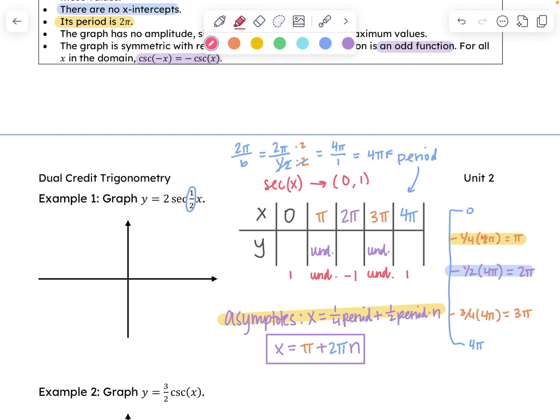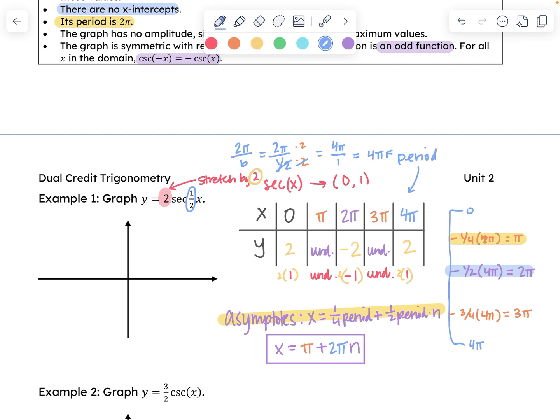Now your a value, or a shift up or down, is what's going to change the ones and the negative ones. So we do have an a value here of 2, which means that we have a stretch by 2. So what that means is that I'm going to take all of these and multiply them by 2. So instead of at 0 hitting at 1, my y value is now going to be 2. When x is 2 pi, instead of hitting at -1, now I'm going to hit at -2. And at 4 pi, instead of hitting at 1, now I'm going to hit at +2. And now I've got everything I need to be able to draw my graph.